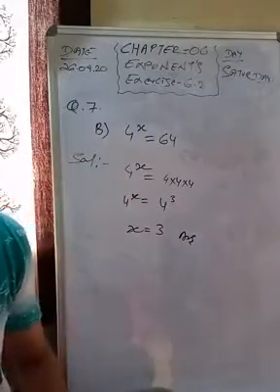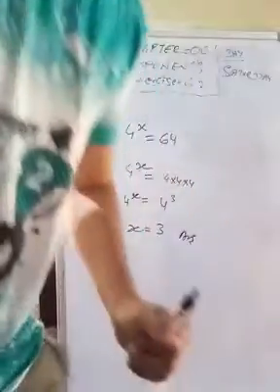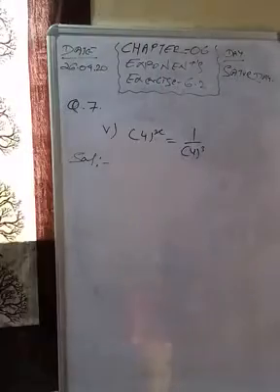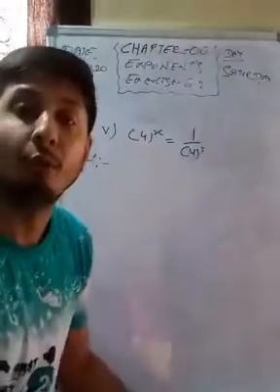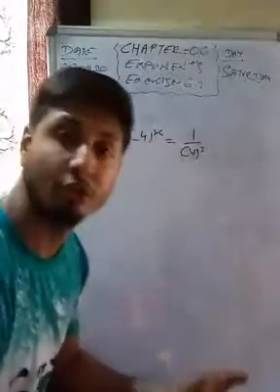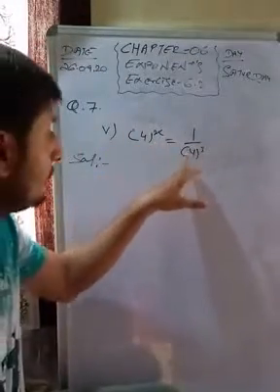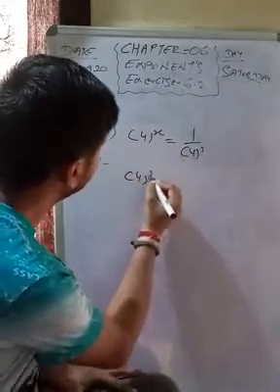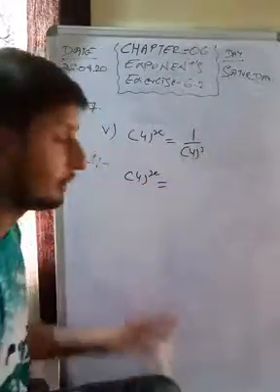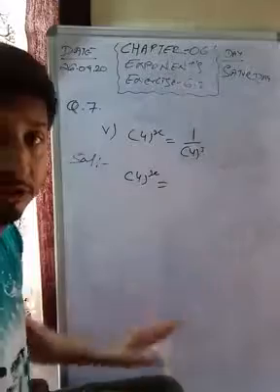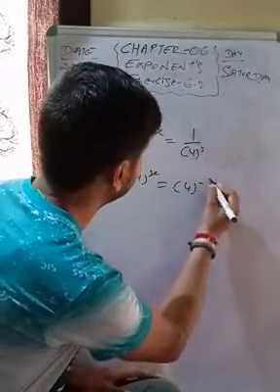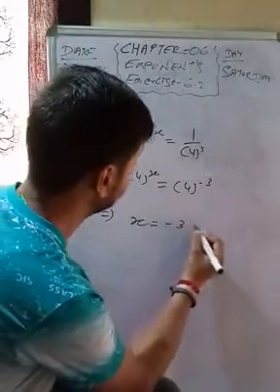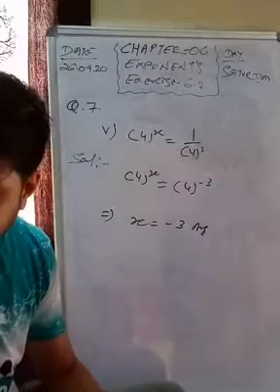Let's note down here. Question numbers 3 and 4 are your homework. I have to write down question number 5: 4 to the power x equals 1 by 4 to the power 3. The next step is 4 to the power x equals, this component should go to the numerator position, 4 to the power minus 3. So x equals minus 3 is the answer to this question.